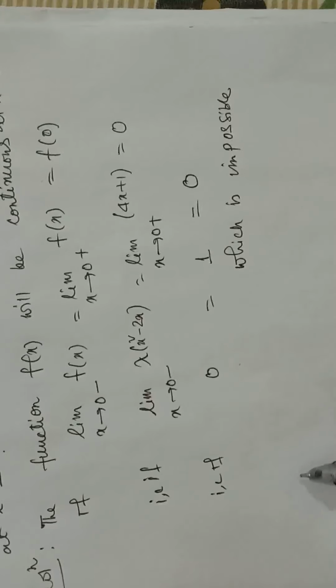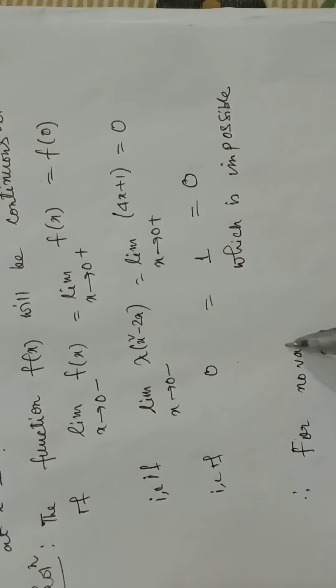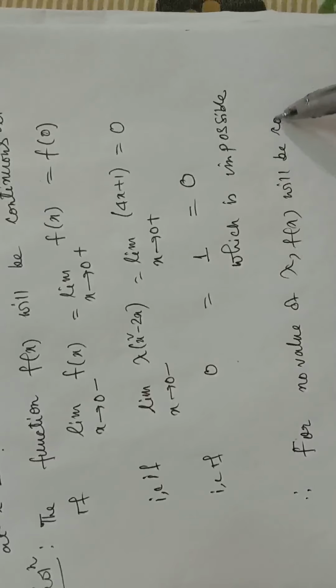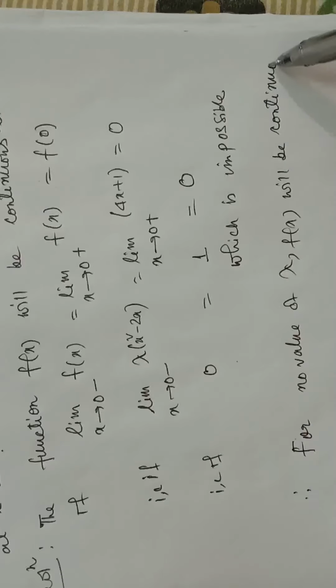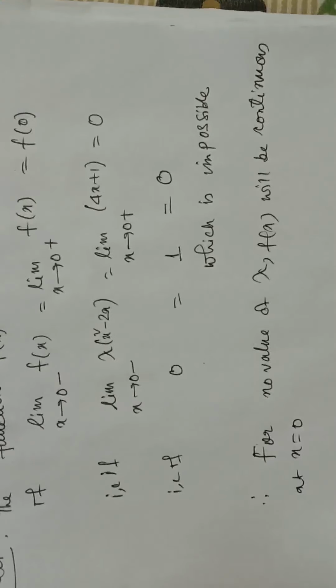So what will be our conclusion? Therefore, for no value of lambda, f(x) will be continuous at x equal to 0. For no value of lambda, f(x) will be continuous at x equal to 0.